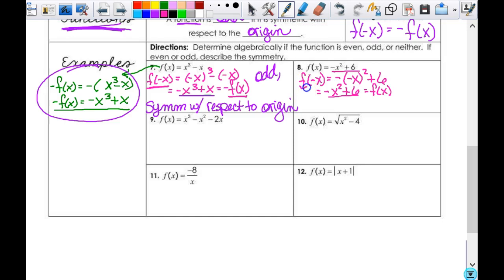And since f of negative x equals f of x, is it even, odd, or neither? Even. Okay? So it is even. And to explain the symmetry, it is symmetric. So I'm abbreviating symmetric with SYMM. Symmetric with respect to, and is it the origin or the y-axis? My only two choices. Y-axis.